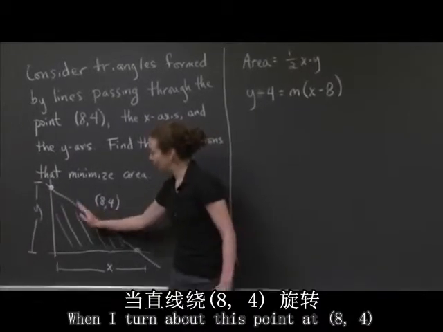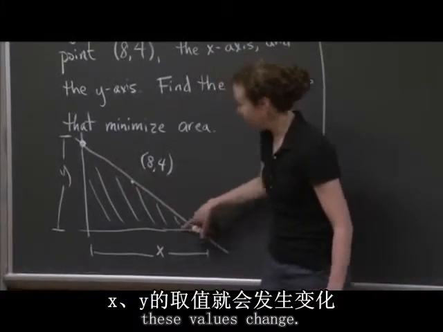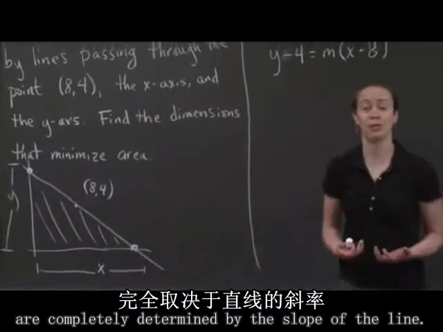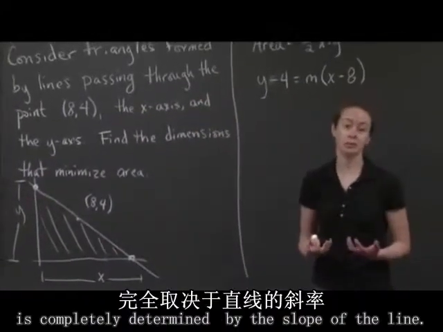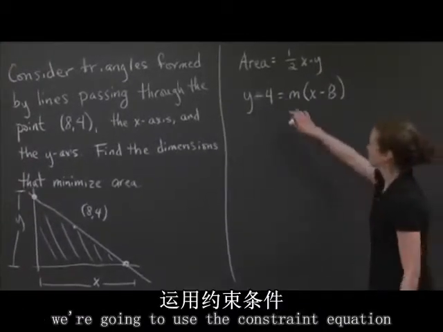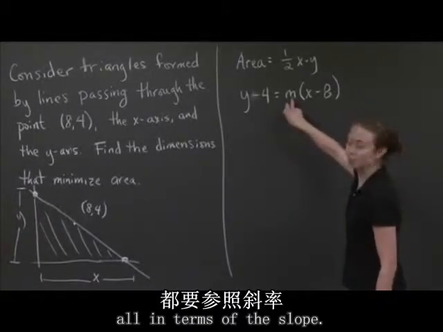When I turn about this point at (8,4), these values change. So the x and y values are completely determined by the slope of the line. In fact, the area then is completely determined by the slope of the line. So what we're going to do is use the constraint equation to find x and y values all in terms of the slope.